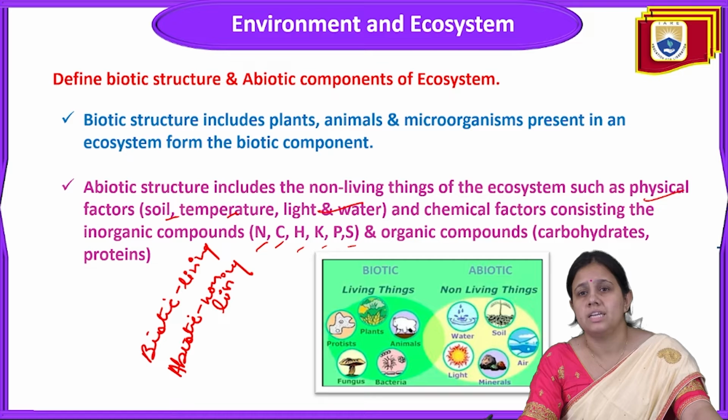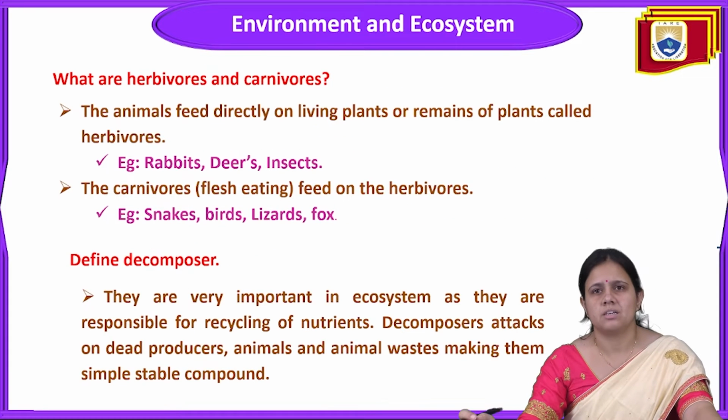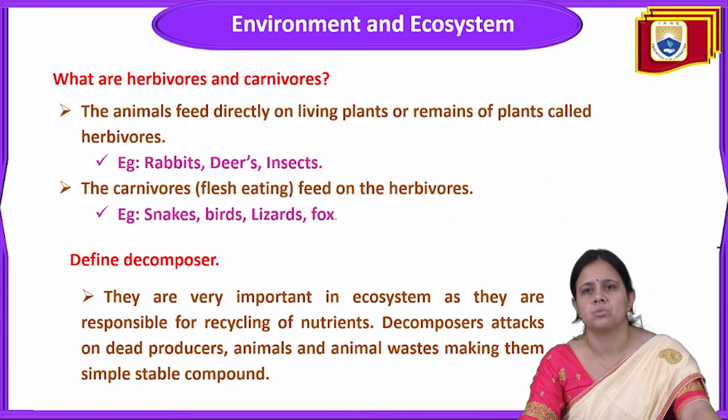Chemical factors include inorganic compounds like nitrogen, carbon, hydrogen, potassium, phosphorus, and some organic compounds like carbohydrates and proteins. So these all together make an ecosystem. That's why these two are the main basic components of an ecosystem. Now we come to the next terms, herbivores and carnivores.